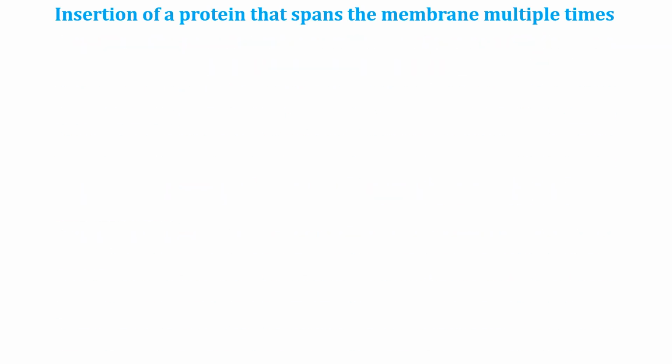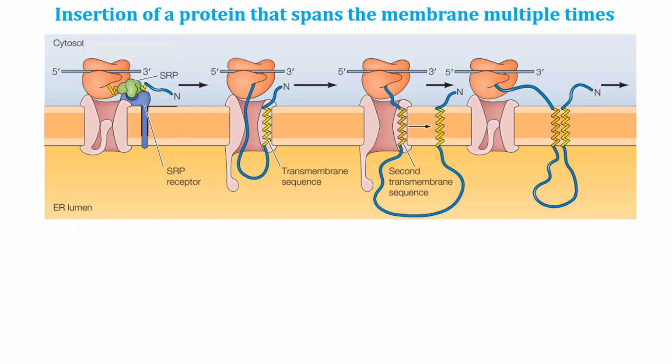Insertion of proteins that span the membrane multiple times. In this example, an internal transmembrane sequence results in insertion of the polypeptide chain with its amino terminus on the cytosolic side of the membrane. Translation proceeds until a second transmembrane sequence is encountered. Same as before, here we have the SRP, the N terminal sequence, the SRP receptor, the ribosome, and this transmembrane sequence.